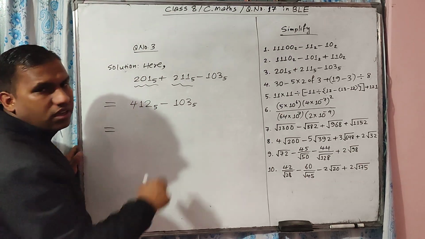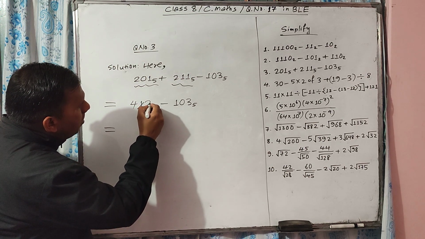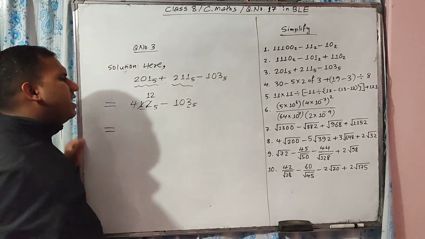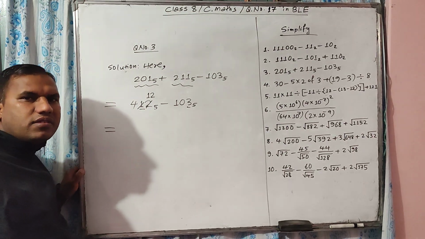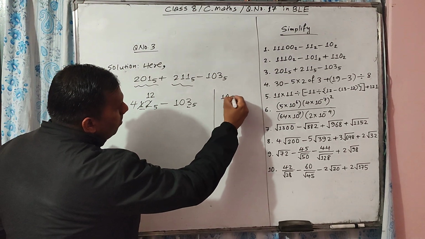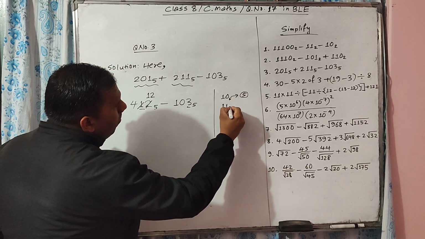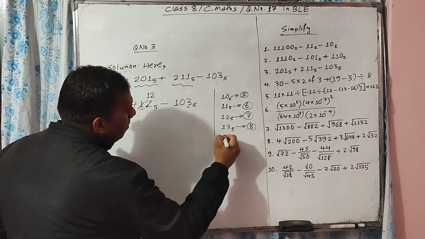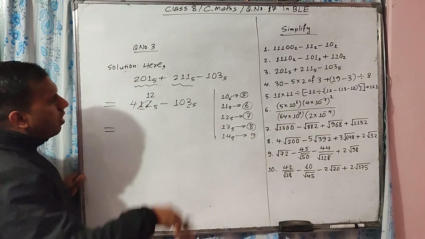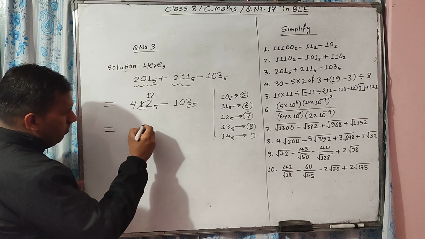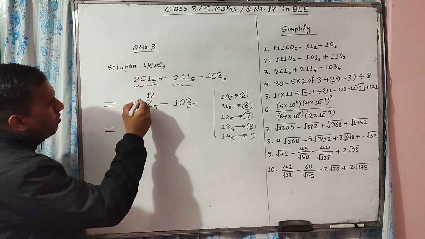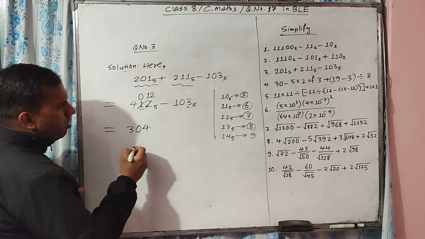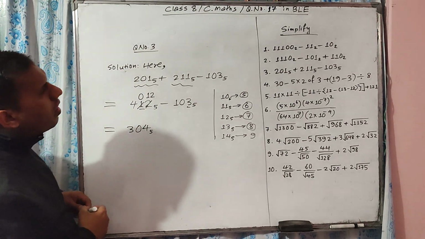Now subtract. 2 minus 3, we cannot subtract, so we borrow. This 1 gives a borrow, and this 2 becomes 12. 12 minus 3. In decimal, (10)₅ is 5, (11)₅ is 6, (12)₅ is 7, (13)₅ is 8, (14)₅ is 9. So 12 is 7, and 7 minus 3 is 4. Then after giving a borrow, the 1 becomes 0. 0 minus 0 is 0. And 4 minus 1 becomes 3. So (304)₅ is the answer. Now we go to the next question.